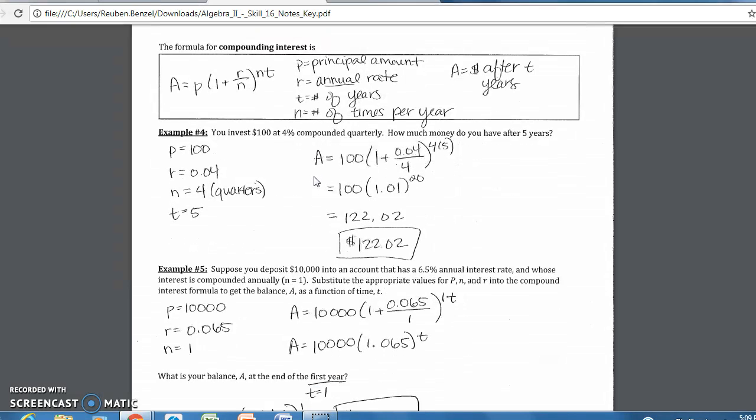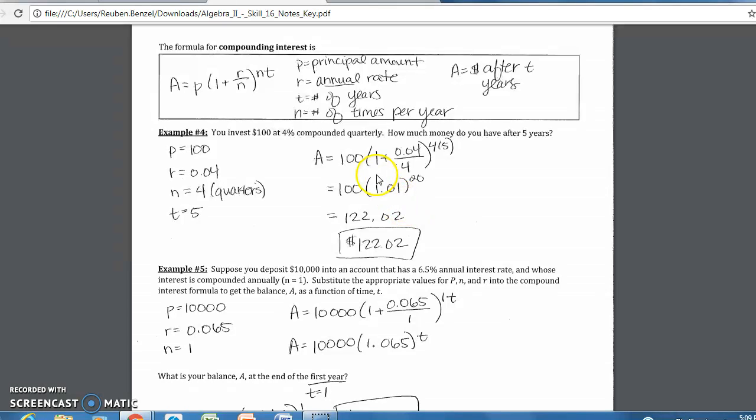So let's say that you decide to invest $100 at 4% quarterly. That means 4 times per year. When I set up this calculation, I start with the principal, the amount that I invest, or the amount of loan that I'm going to be taking out. I plug in 100. My rate is 4%, so that's 0.04. My N is 4 because it's compounded quarterly. And the time is going to be 5 years.